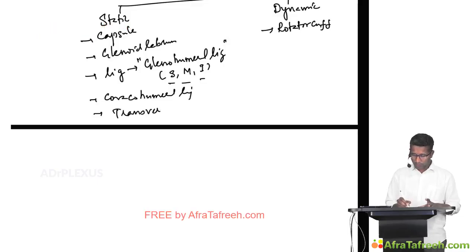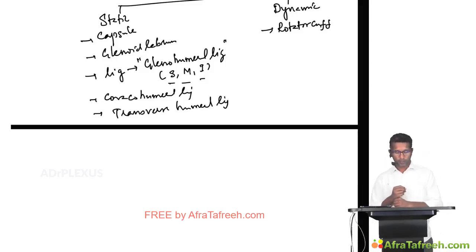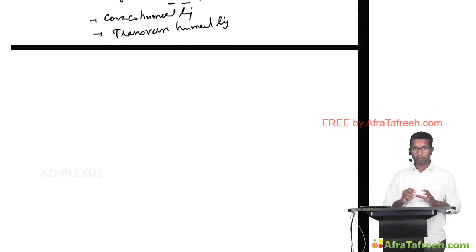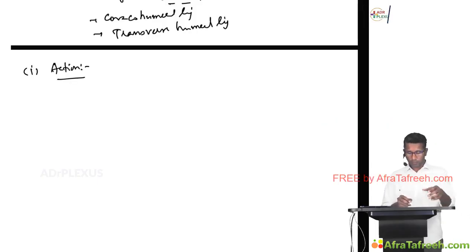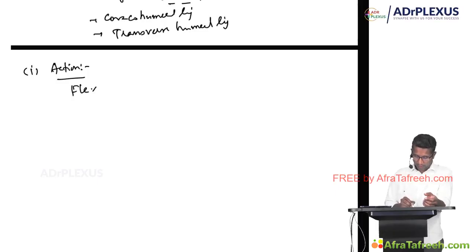That is called the transverse humeral ligament. All these are ligaments which are seen around the shoulder joint. Now, the shoulder joint is a multi-axial joint, it moves in several directions. So what are the actions of the shoulder joint? The actions of the shoulder joint are the following. One is flexion.